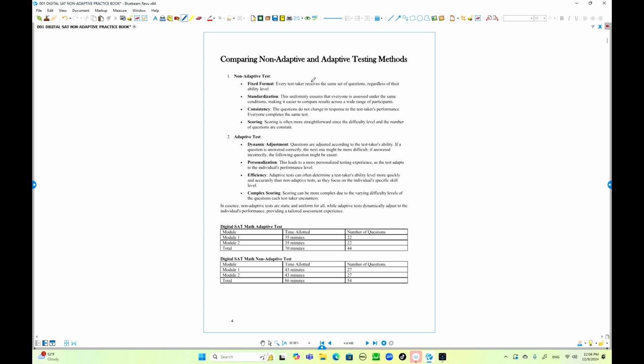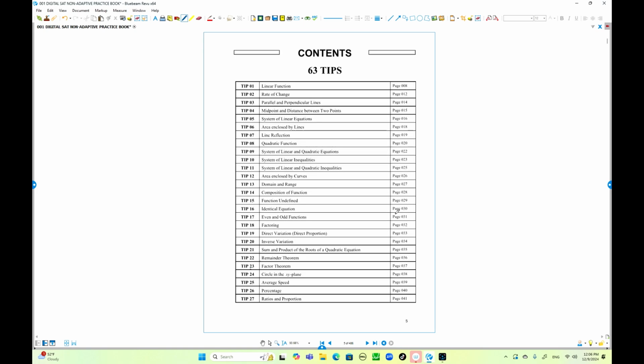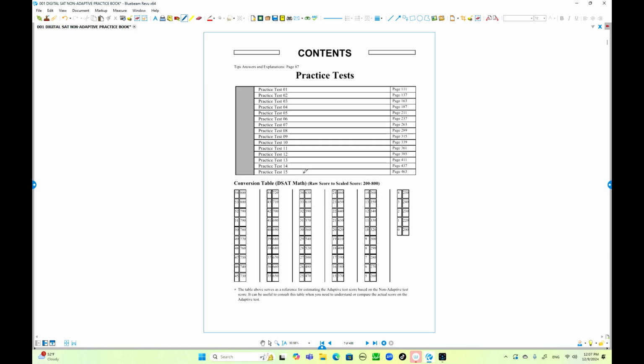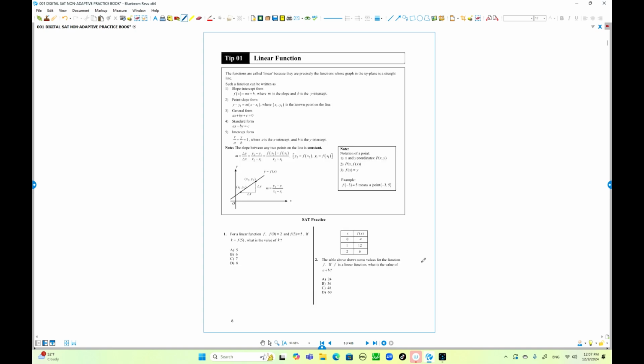This one is about non-adaptive or adaptive. Adaptive is what they gave, around 22 questions out of 57. These are the tips, and 63. There are 15 full sets of tests, and then the comparing table. Maybe you can guess your score using this one. All right, this is the tips one.